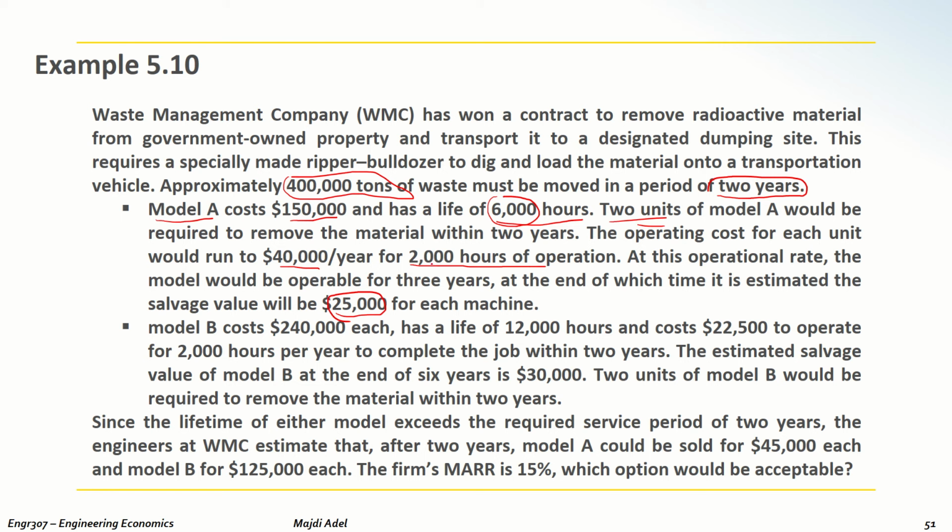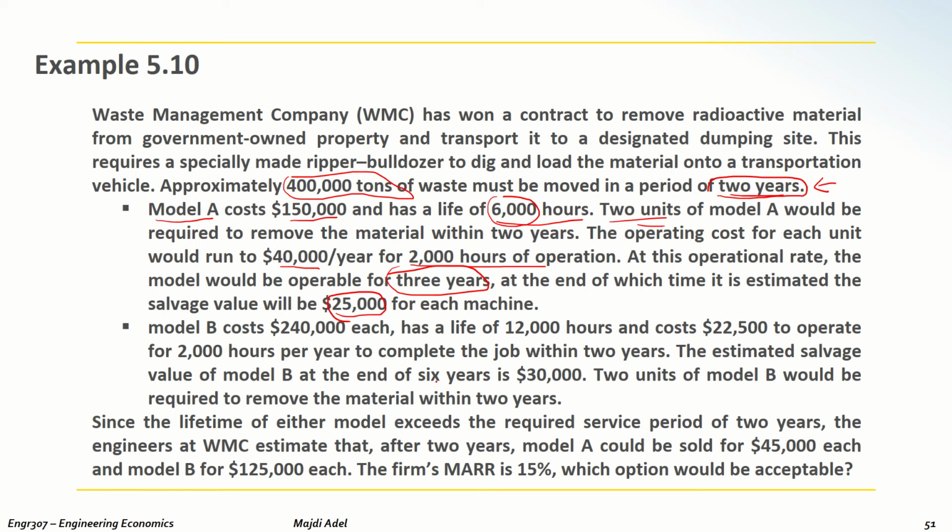If they operate for 2,000 hours per year, this means that they are going to operate it for 3 years. But remember the contract is for 2 years. So the analysis period is 2 years, and the service period for Model A is 3 years. This is the service life.